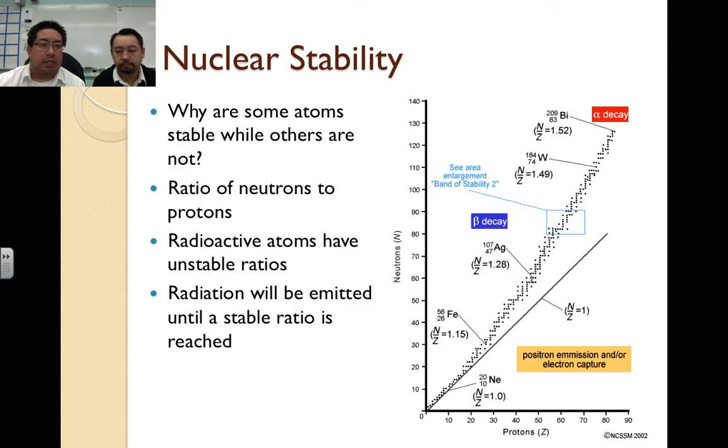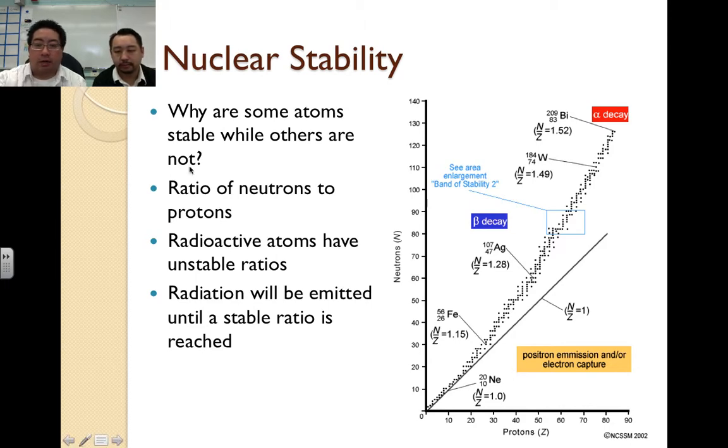Stability, and Mr. Lin hinted at this earlier. So why are some atoms stable and others are not? This is due to the proton-neutron ratio. There's a certain balance between protons and neutrons because we've got all these really strong forces in the nucleus, tightly jammed together. If something is not balanced properly, then things are going to start breaking off and snapping apart. The result of this is radioactive decay, which causes radiation to be emitted.